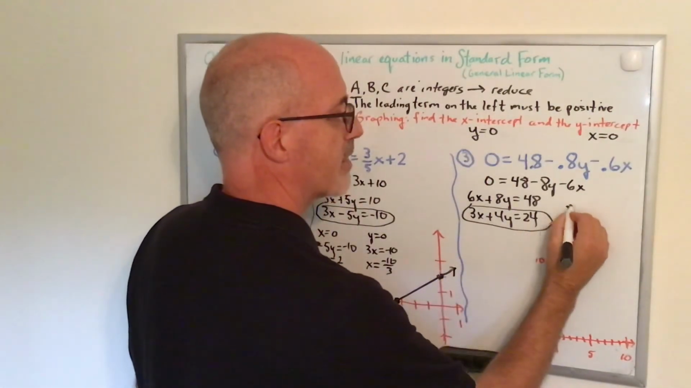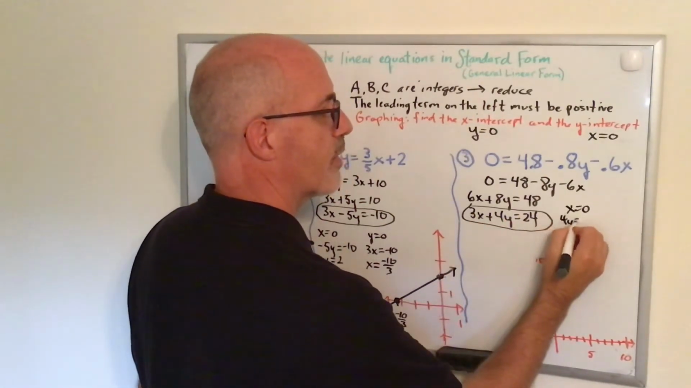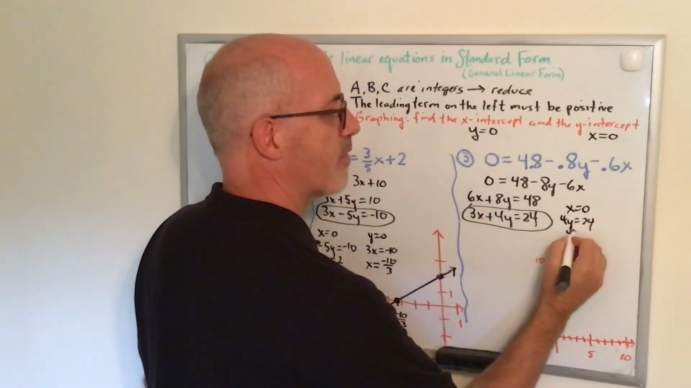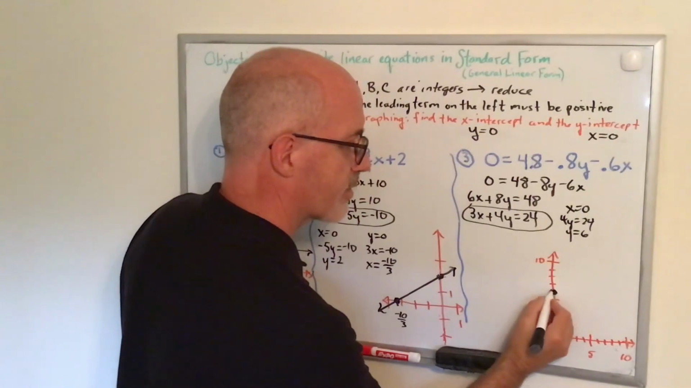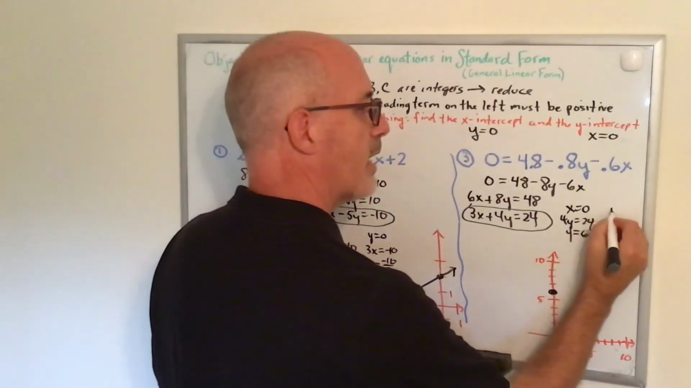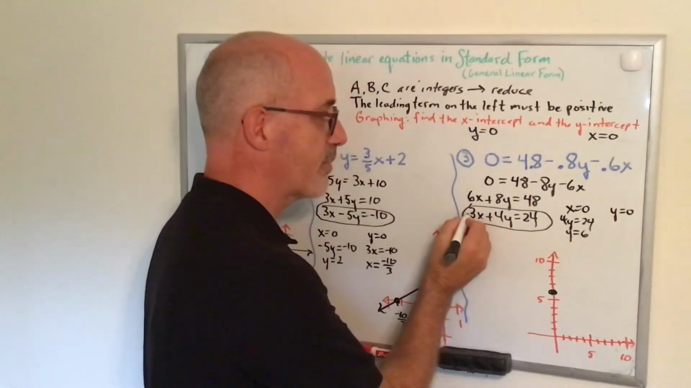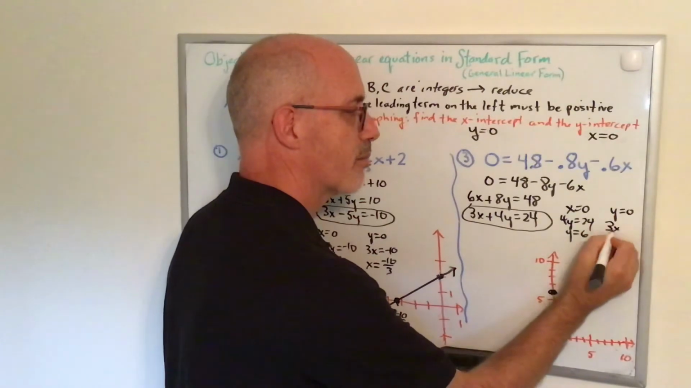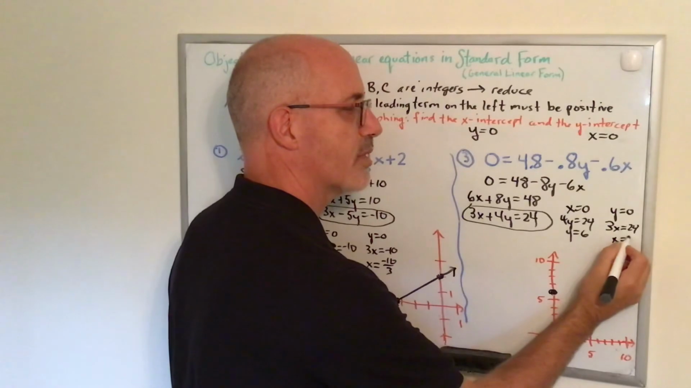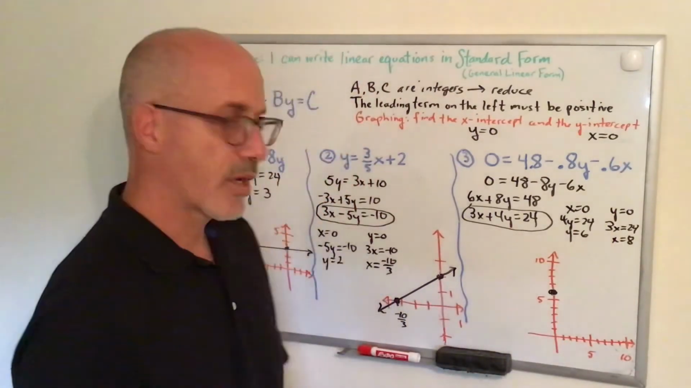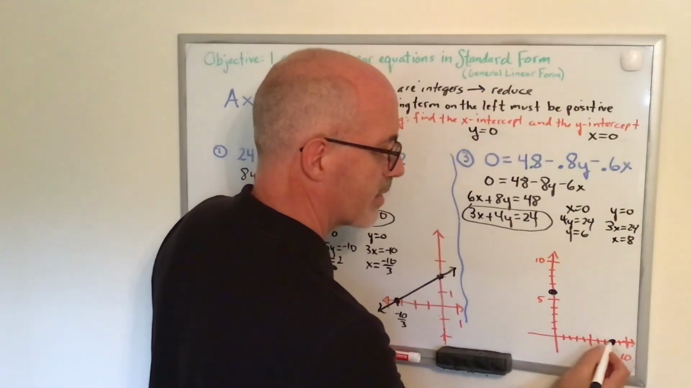So if I put in x equals 0 to get my y-intercept, I get 4y equals 24. Divide by 4 and you get y equal to 6. So I'm going to go on my y-axis and graph a 6 right there. If I put in y equals 0 for the x-intercept, I get 3x plus 0 equals 24. Divide by 3 and you get x equal to 8 here. So I go on the x-axis out to 8 and graph that point.